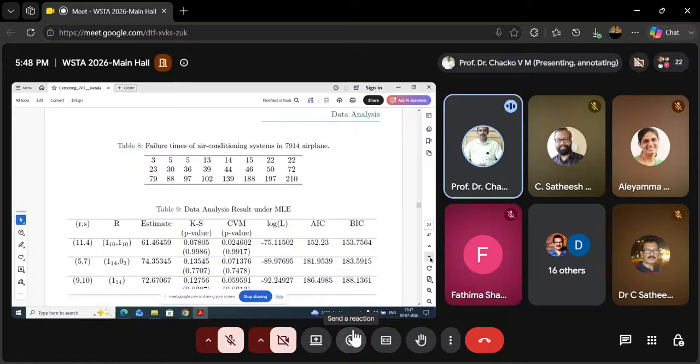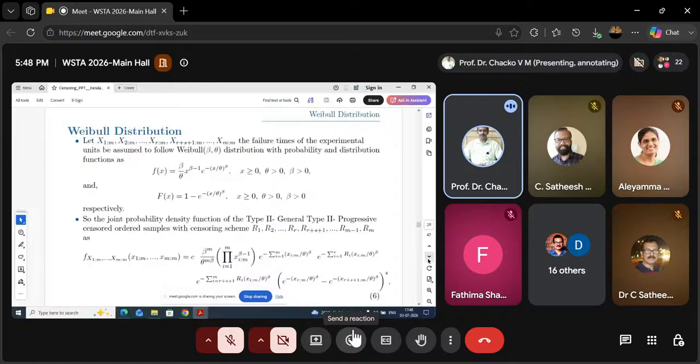Okay. So the second distribution is the Weibull distribution. The only difference between exponential and Weibull is that it has one more parameter, whereas the exponential is a constant failure rate model. Most of the failure data is either increasing failure rate or decreasing failure rate, so we have to use this type of distribution.